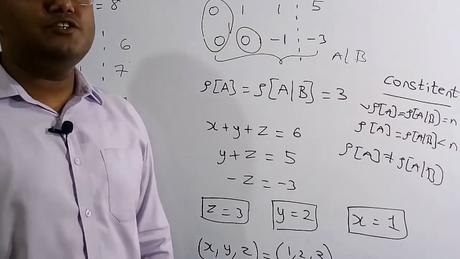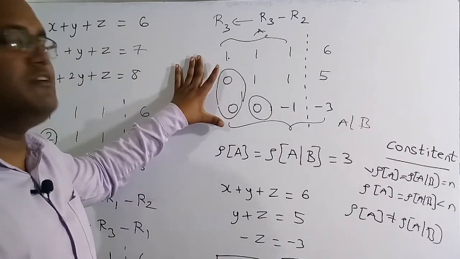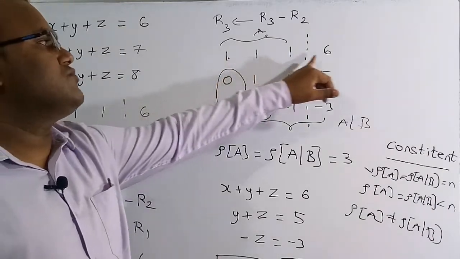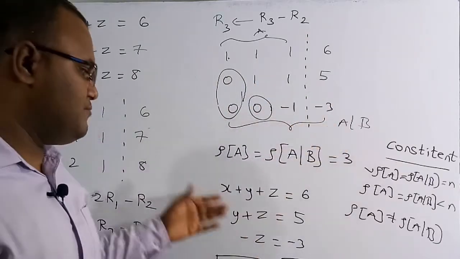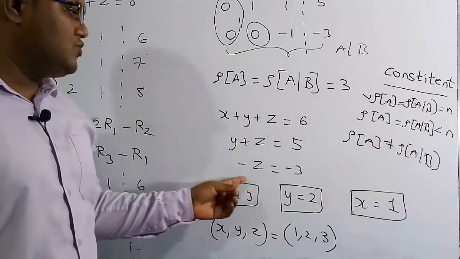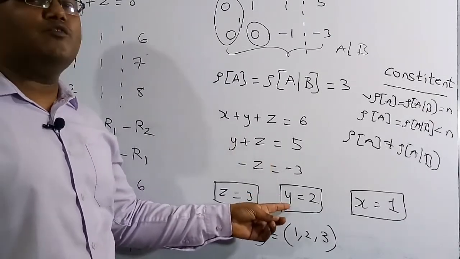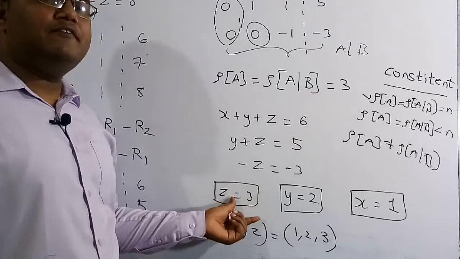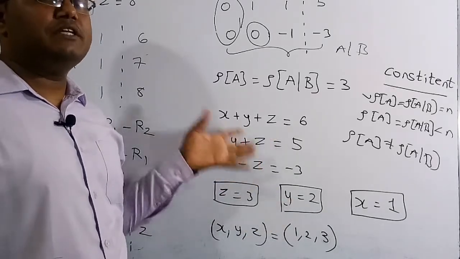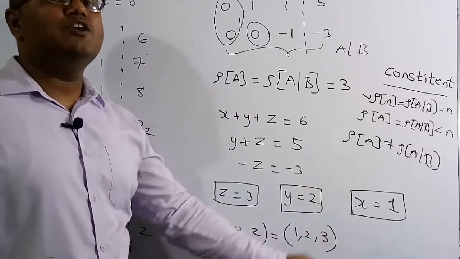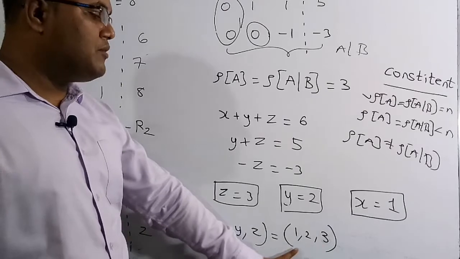And if you want to know what that unique solution is, then you can simplify this equation, which is x plus y plus z is equal to 6, y plus z is equal to 5 and minus z is equal to minus 3. So you can solve these three equations. So z is equal to 3, and if you put z is equal to 3 in the above equation, we are going to get the value of y, which is 2. Knowing the values of z and y, you can substitute in the first equation, and if you do the simplification, finally you are going to get the value of x, which is equal to 1. So therefore x comma y comma z is equal to 1 comma 2 comma 3.